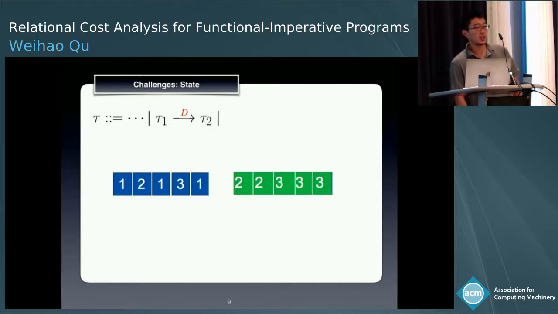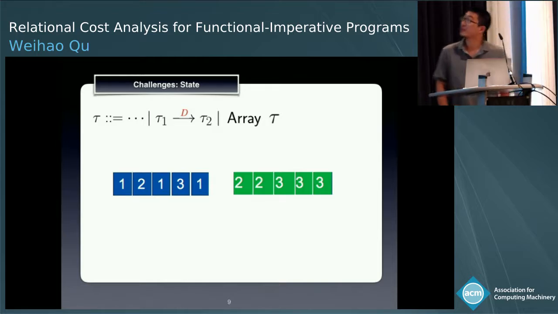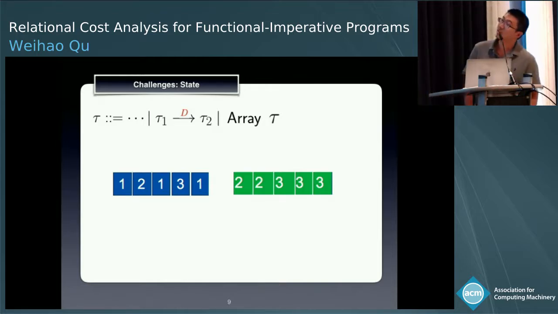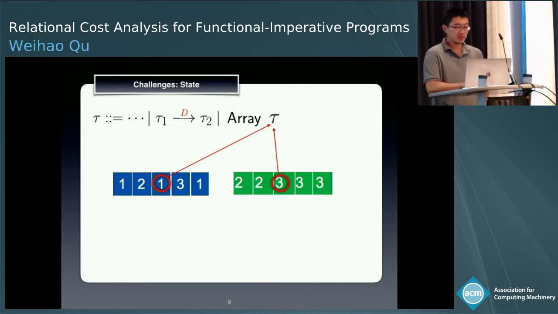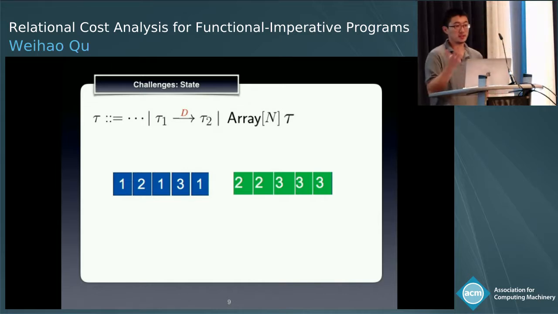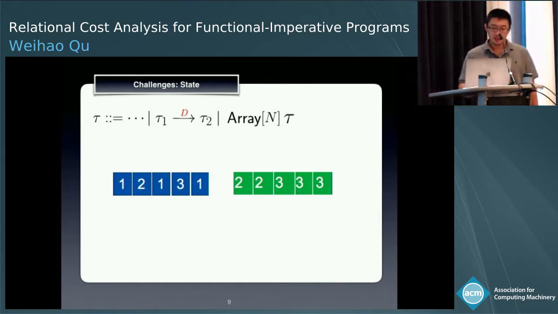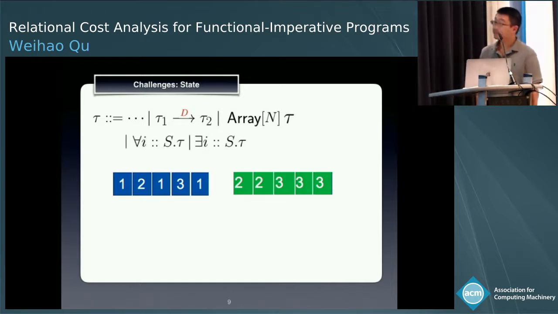The first challenge I have faced is how to treat state. In order to express 2 arrays of the same length, we choose to add a type for the arrays. Now the type tau in the array type will be relational, and it will relate the corresponding elements in these 2 arrays. And we also choose to have an index to track the exact length of these 2 arrays.